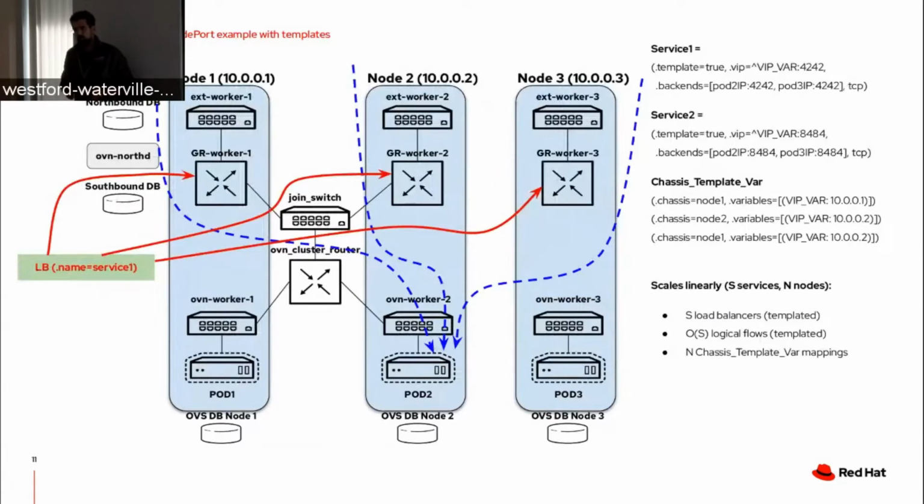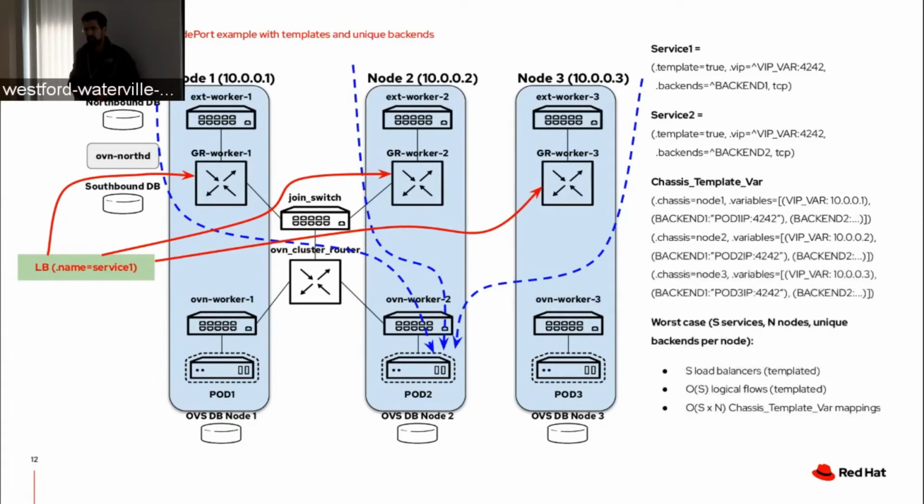So going back to our topology, now instead of defining 3 unique resources in the Northbound database, we define one templated load balancer that we apply on all gateway routers. And all of a sudden, at least from the Northbound, northd, and Southbound perspective, we scale linearly because we end up generating S load balancers for S services, O of S logical flows, and we only need n Chassis_Template_Var mappings.